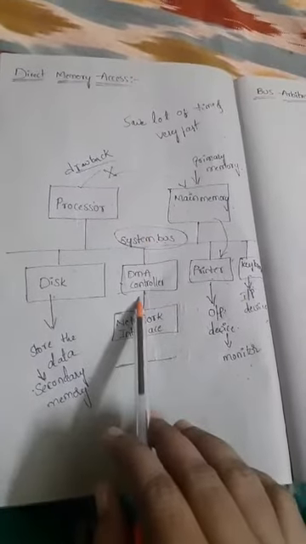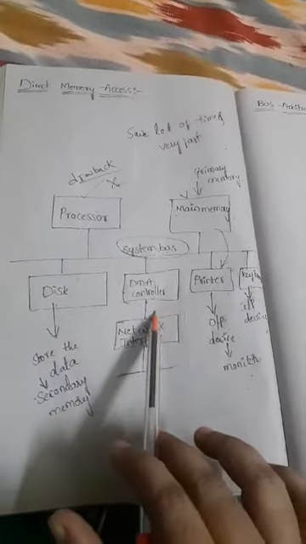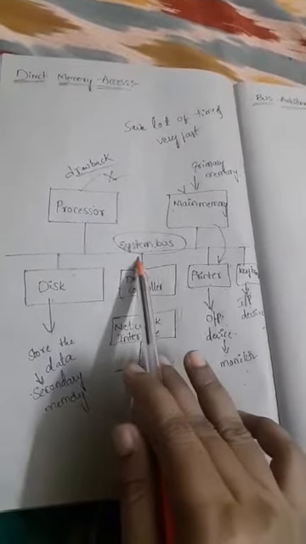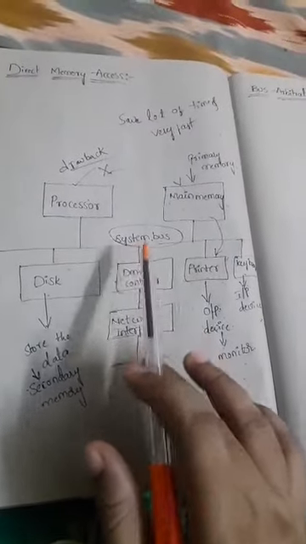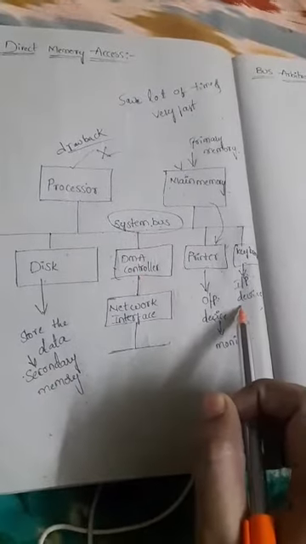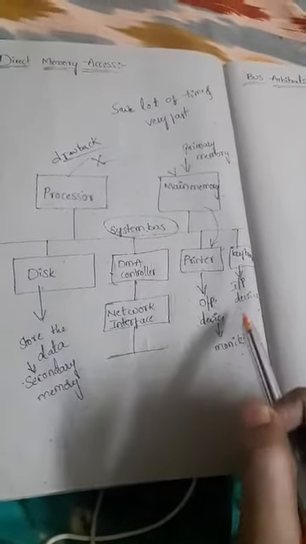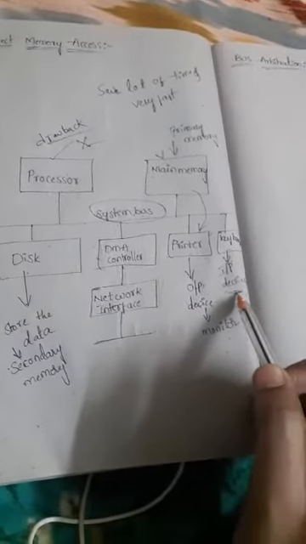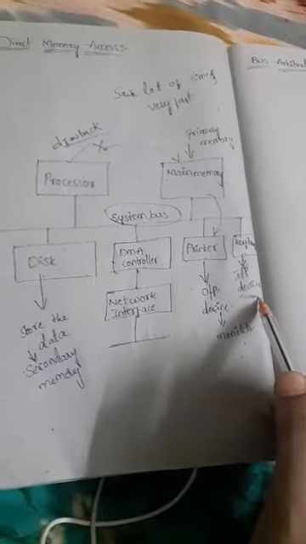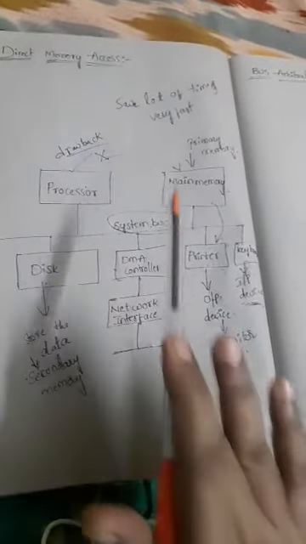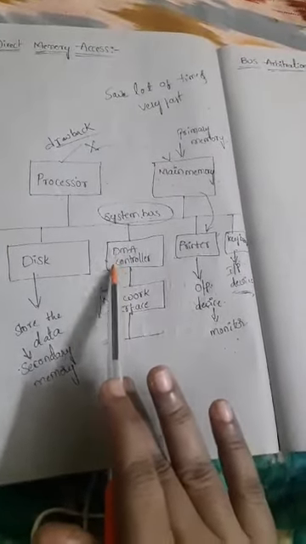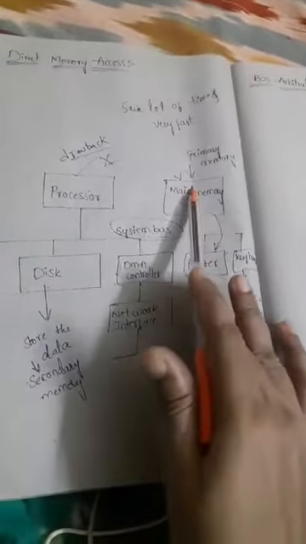The DMA controller is a hardware module which we can connect to the system bus. Whenever an input device wants to request some data, or wants to store some data, instead of that request passing to the processor, the request is passed directly to the DMA controller, and the DMA controller communicates directly with the main memory.